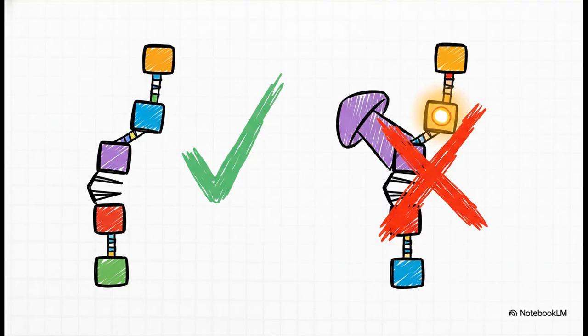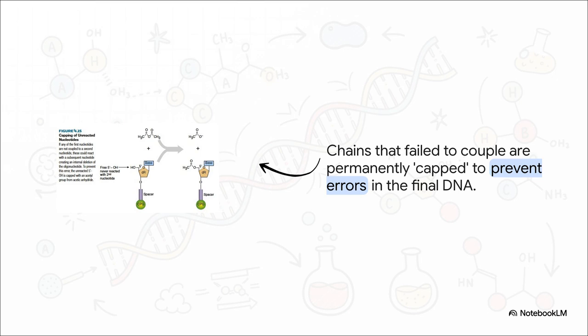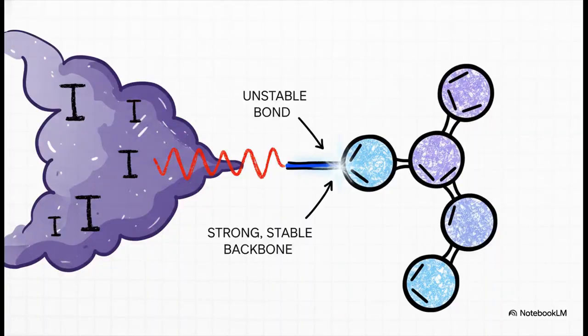But hold on. Before we make that new bond permanent, we do something that is just an absolutely brilliant bit of quality control. It's called capping. And this step is what ensures our final DNA is super accurate. You see, the coupling reaction isn't 100% perfect. A small fraction of the chains might fail to grab the new nucleotide. So what do we do with those failures? We permanently block them off with a different kind of cap. This effectively takes them out of the game, making sure that only the chains that grew correctly are allowed to keep going. It's genius.